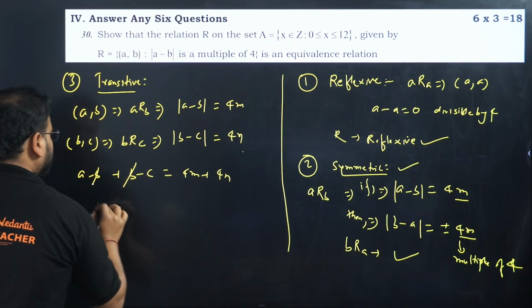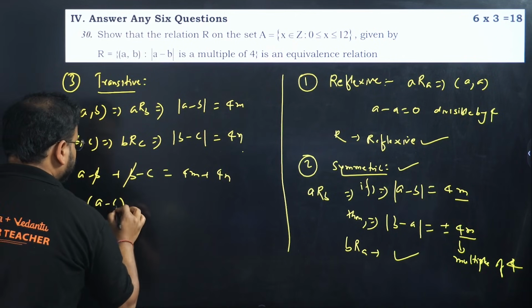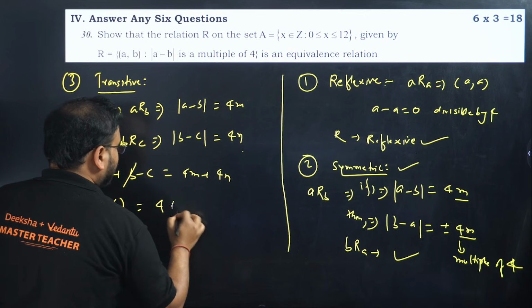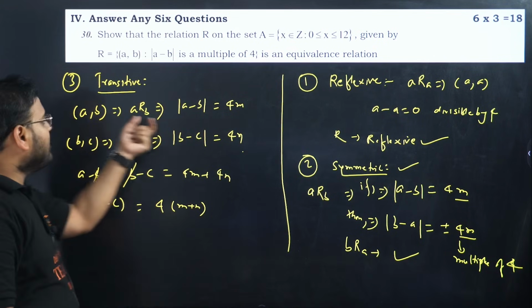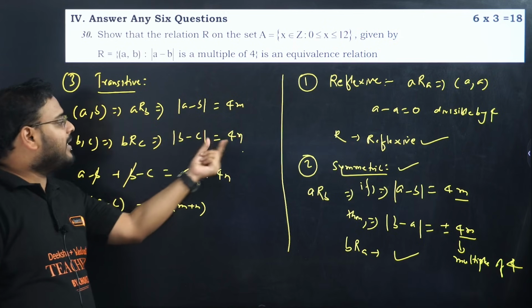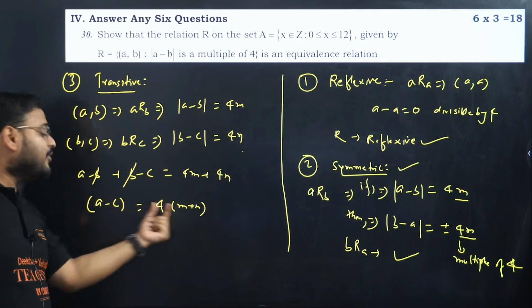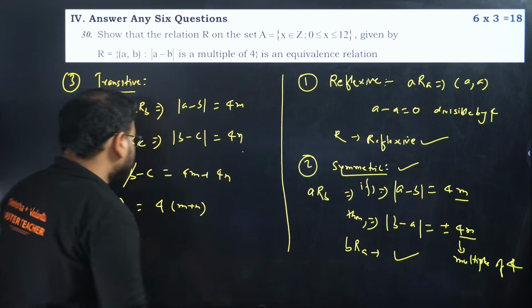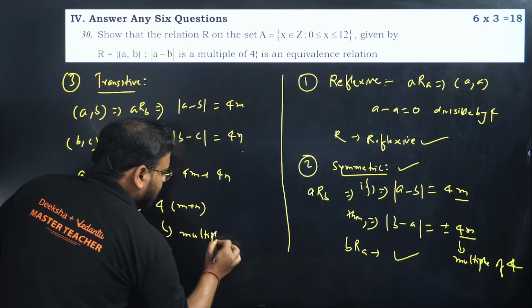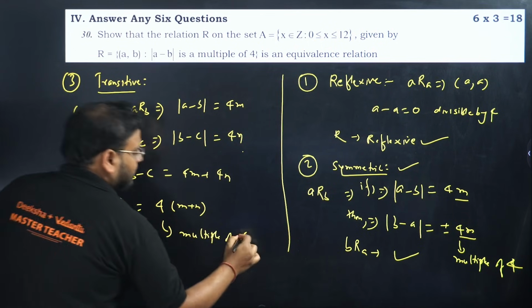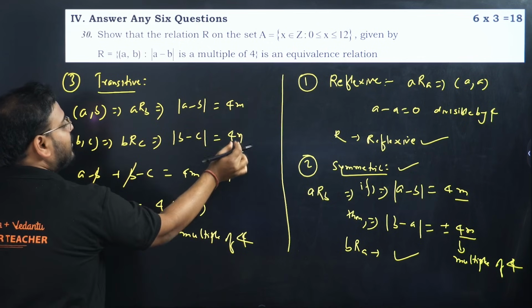Here b and b will cancel, so you have only a minus c left over, and this will be 4 times (m plus n). So you can see from here, if a minus b is 4m and b minus c is 4n, then a minus c will also be 4 times something. It means it will also be a multiple of 4.